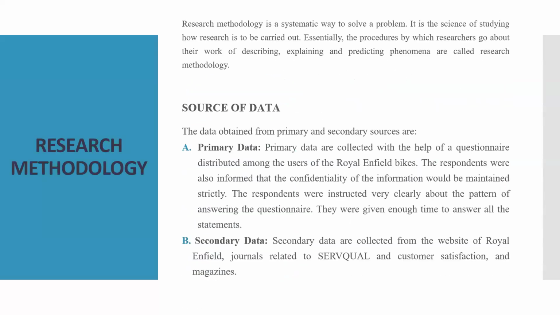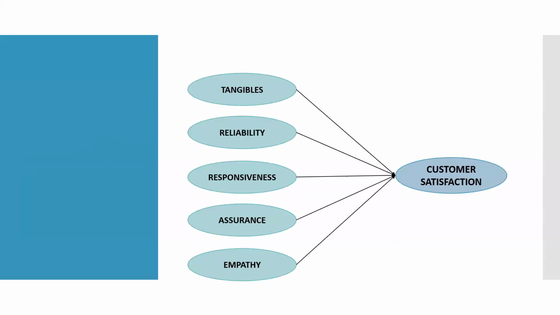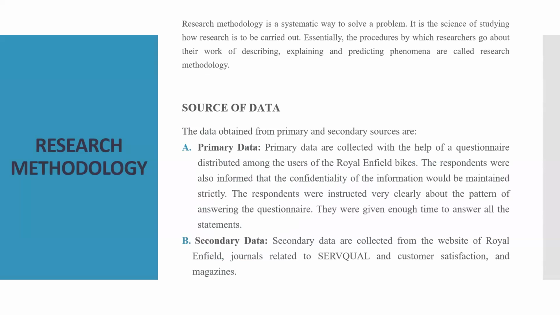So for my study, my research methodology, I have used primary data where I have prepared a questionnaire which contains questions relating to all these 5, that is tangibles, reliability, responsiveness, assurance, and empathy, and customer satisfaction. And all these have preset questions which were formulated in this SERVQUAL model. So those are the questions taken, and I have used secondary data also to know more about the Royal Enfields in India.